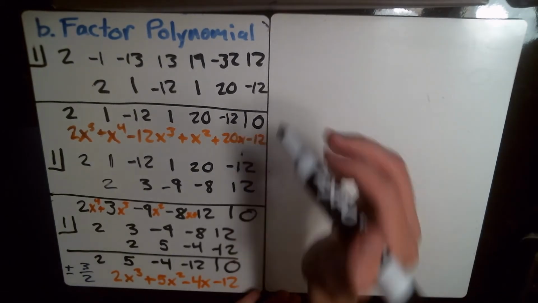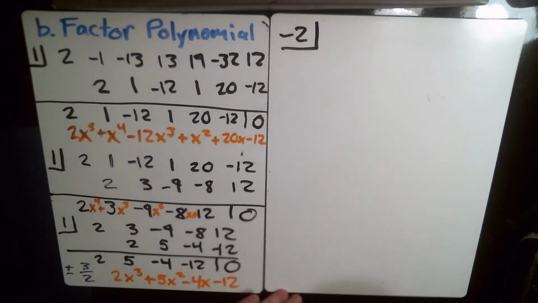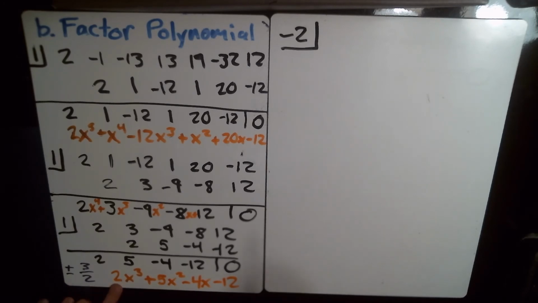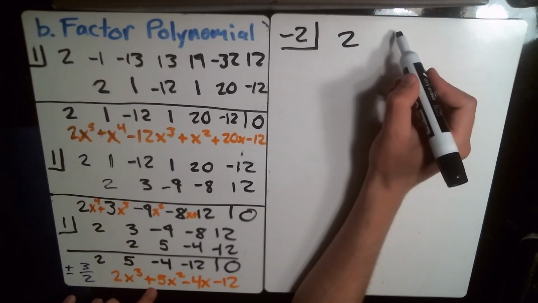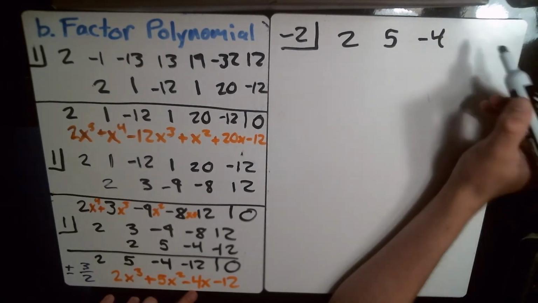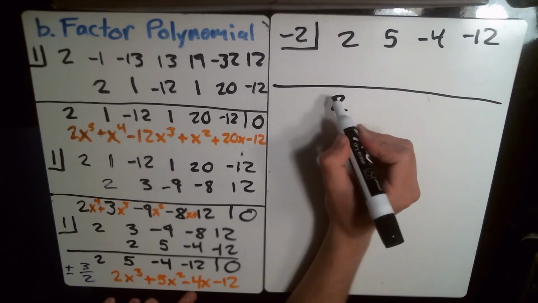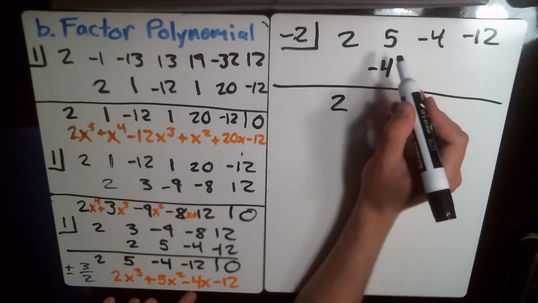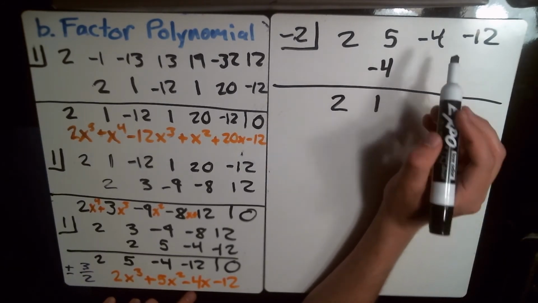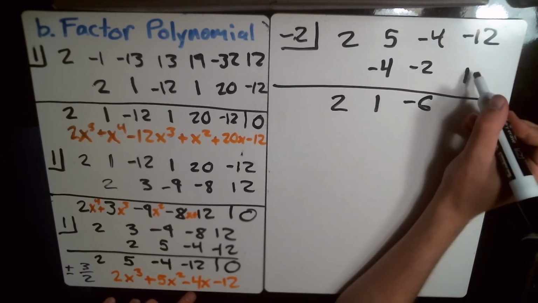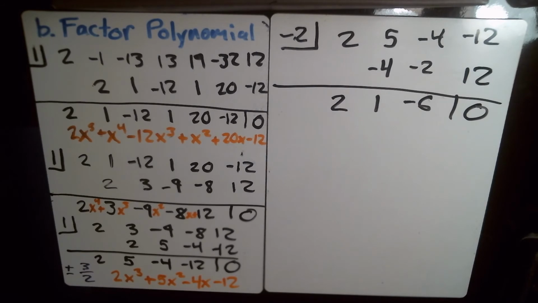So now let's do our synthetic division. Negative 2. Okay. On this polynomial, so 2, 5, negative 4, negative 12. Okay, so we're going to bring down our 2, then we times by negative 2, we get negative 4, 1, then negative 2, so negative 6, and then times is 12, and then 0. Okay. Whoa. Isn't that just the funnest?